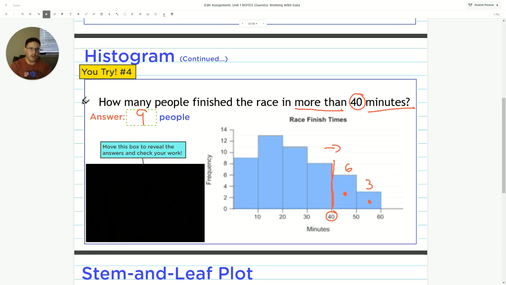Most of the problems that we're doing right now, it's basically just figuring out how do we read these graphs and how do we determine from the word problem what we're supposed to be analyzing. Simple enough.